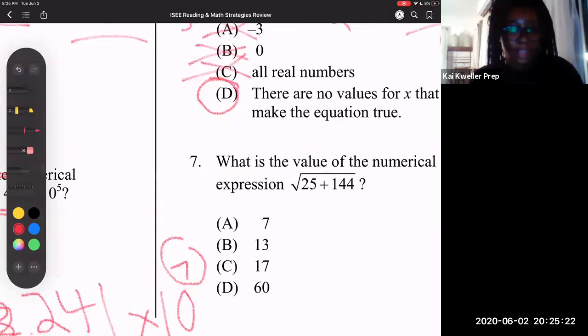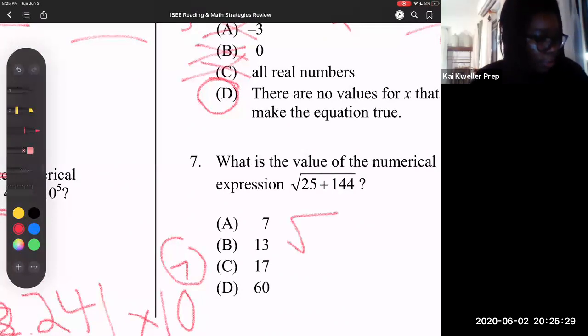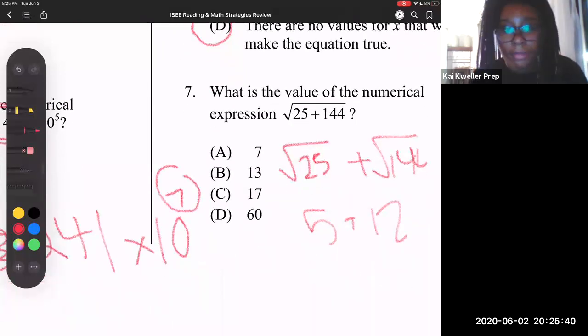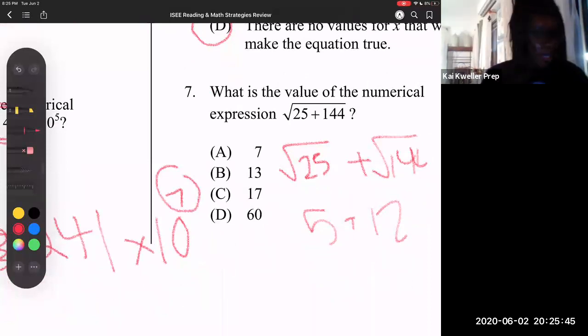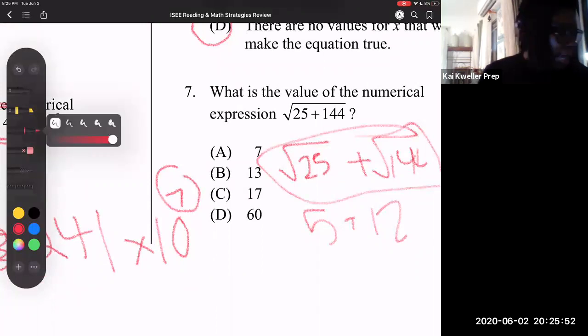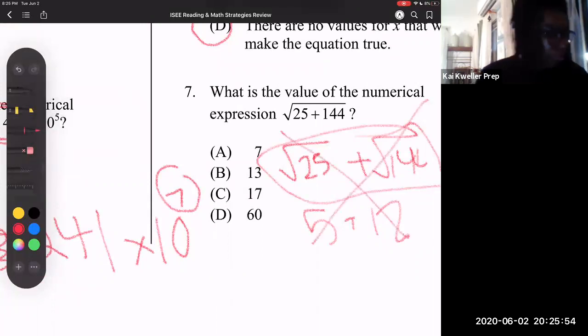Number seven. Now, this is another trick that they're trying to get you to do. What they want you to do, and I'll tell you exactly what they want, is to trick you by going root 25 plus root 144, which gives you 5 plus 12. See, they even leave it as an answer choice. But guess what? You cannot simplify things in that way. You always have to solve underneath first. This is not how you work with square roots. So that is a big no-no. Don't let them trap you.